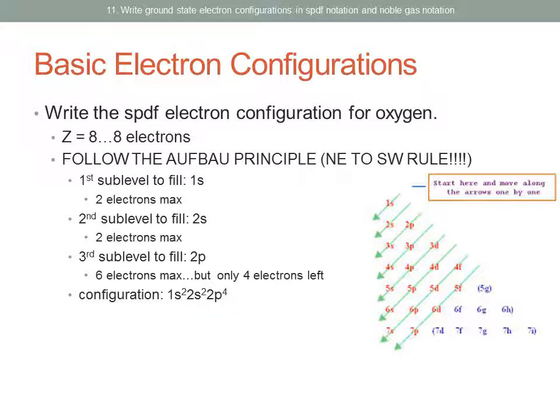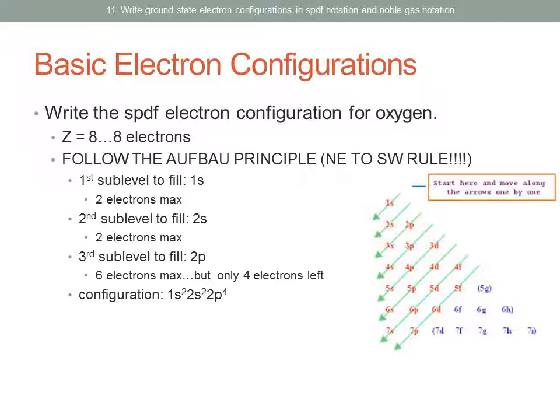When you read this, you don't read it as like math notation. You wouldn't say 1s squared. When you read this, you would simply read this as 1s2, 2s2, 2p4. You would not say 1s squared, 2s squared, 2p to the 4th.